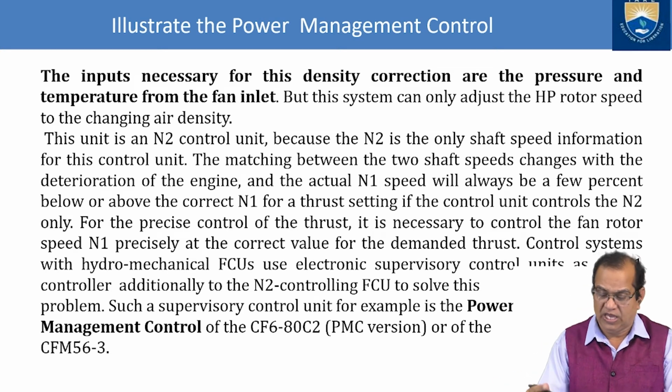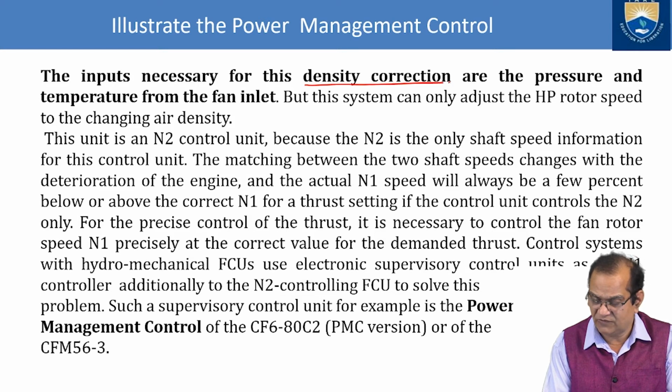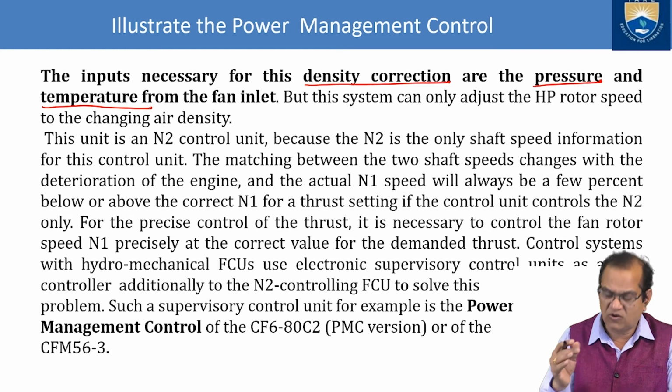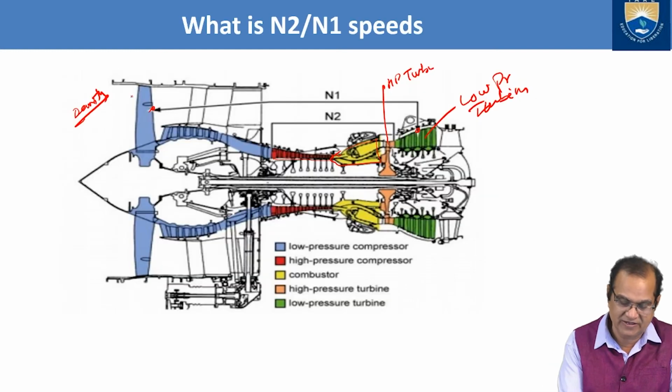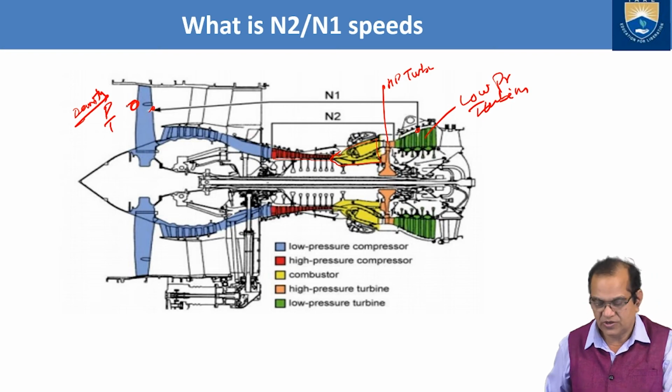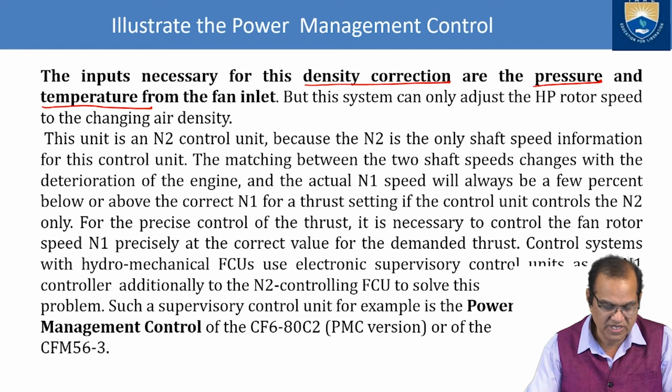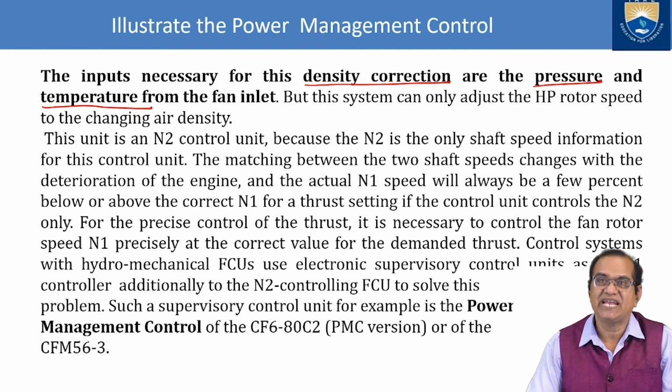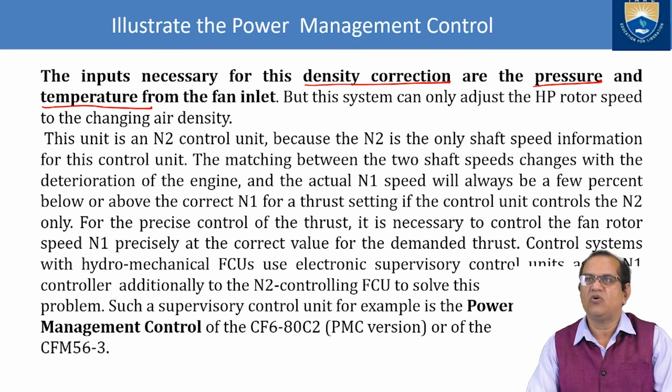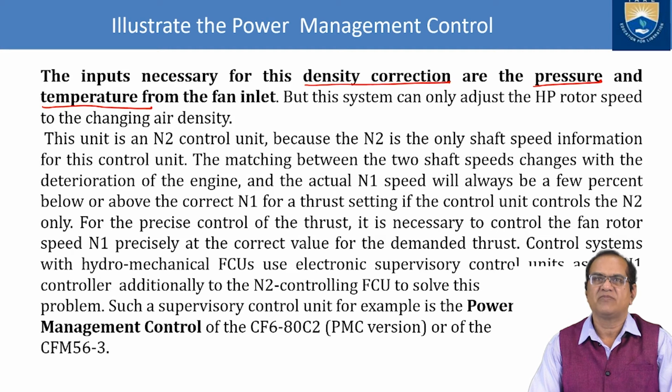So for density correction we have to see the pressure and the temperature from the fan inlet. You can see here, P and T at this inlet. This unit is an N2 control unit because N2 is the only shaft speed information for this control unit.